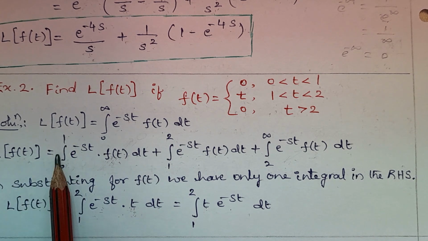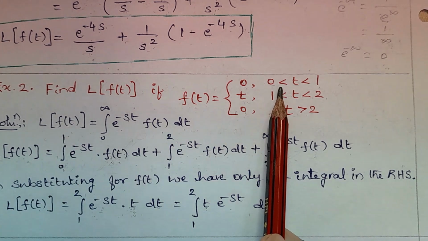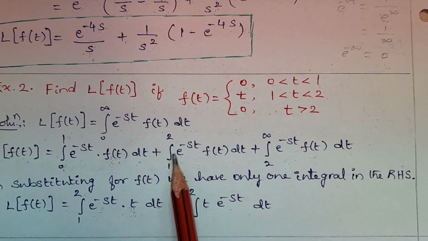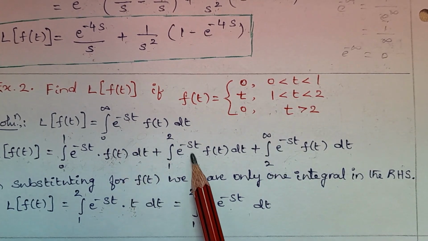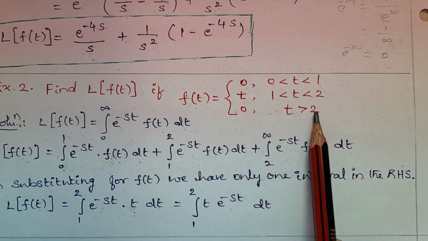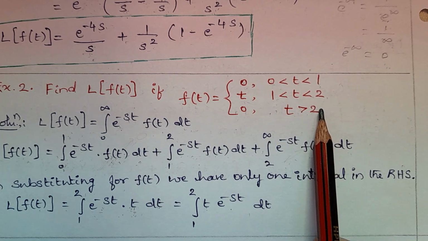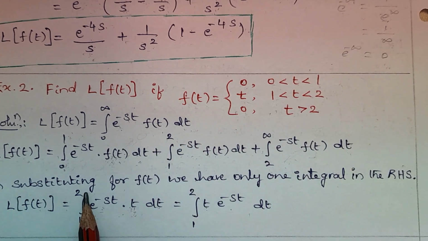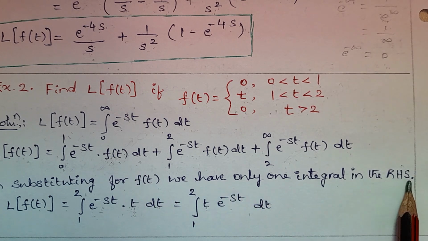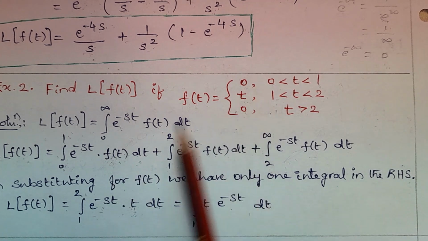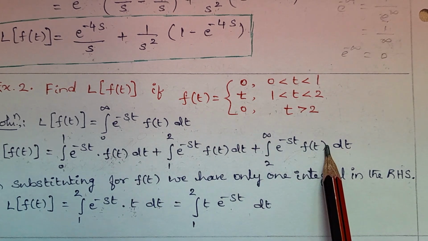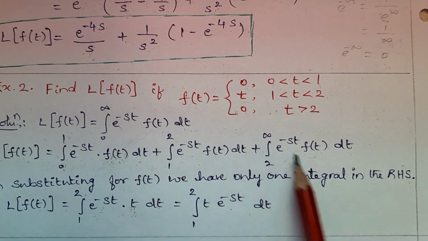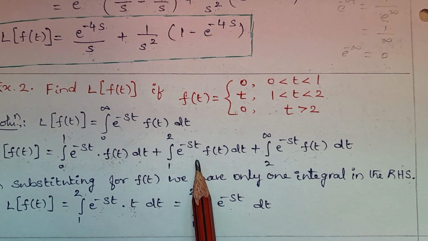Laplace transform of f of t equals integral of 0 to 1, the first interval, e power of minus st f of t into dt, plus second interval 1 to 2 e power of minus st f of t dt, plus third interval, otherwise 2 to infinity e power of minus st f of t dt. On substituting for f of t, we have only one integral in the RHS, because for the first and third terms f of t is 0, so they cancel out. So consider only the second term.